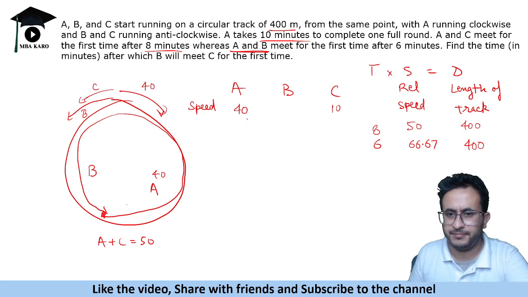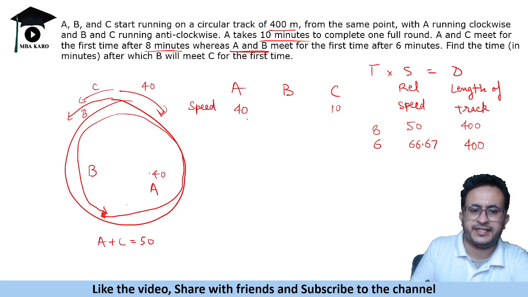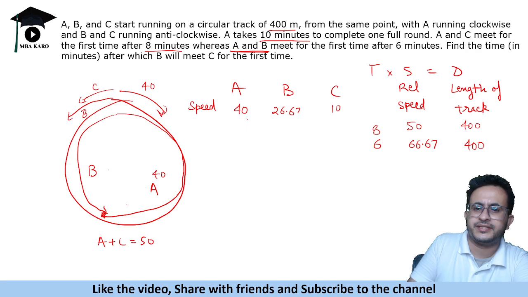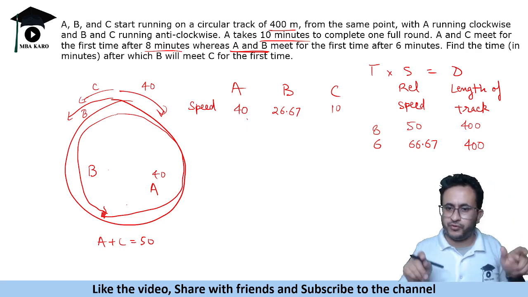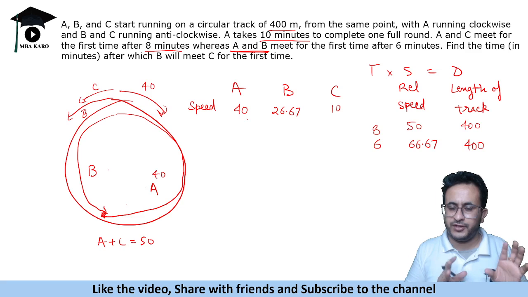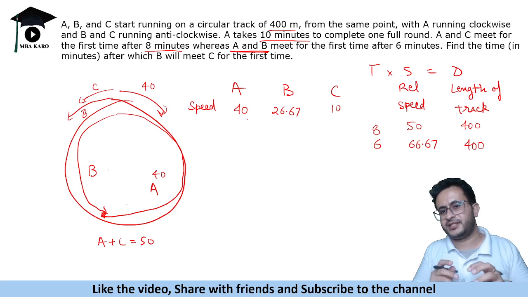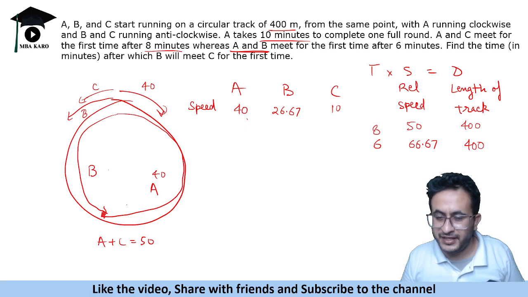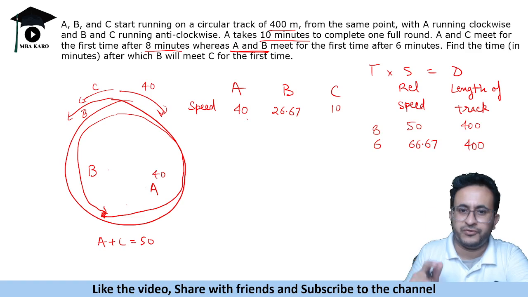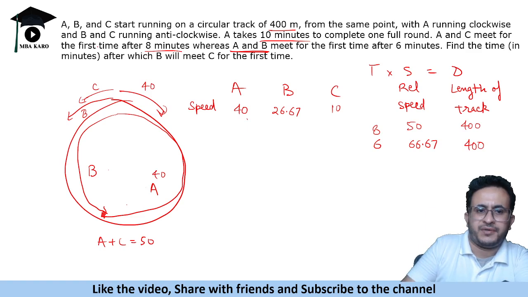66.67 meters per minute. Now A itself has a speed of 40, so speed of B will be 26.67 meters per minute. So this is when they move in the same direction. So when they move in the same direction, the speed is the sum of the speeds and the distance is the length of the track. Now the question is, find the time after which B will meet C for the first time.